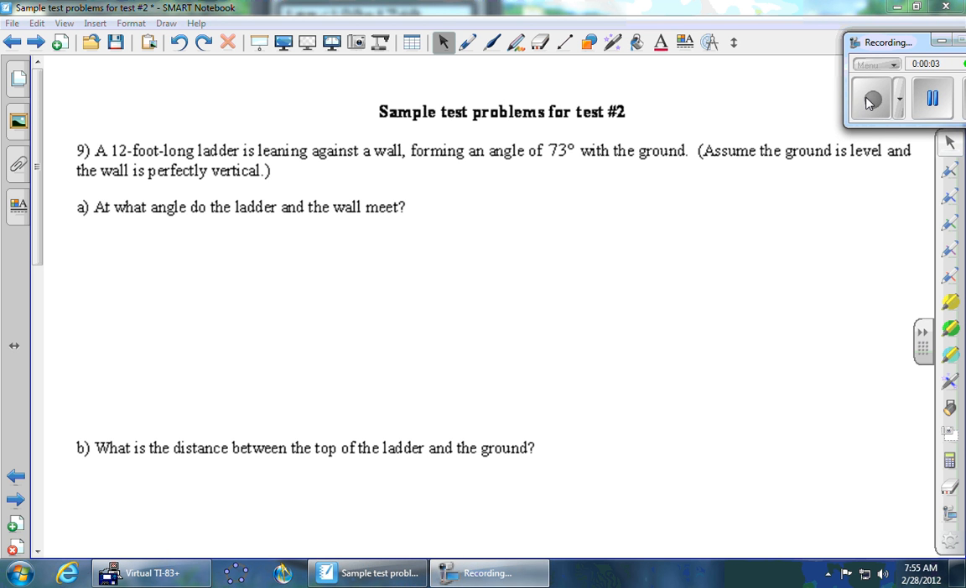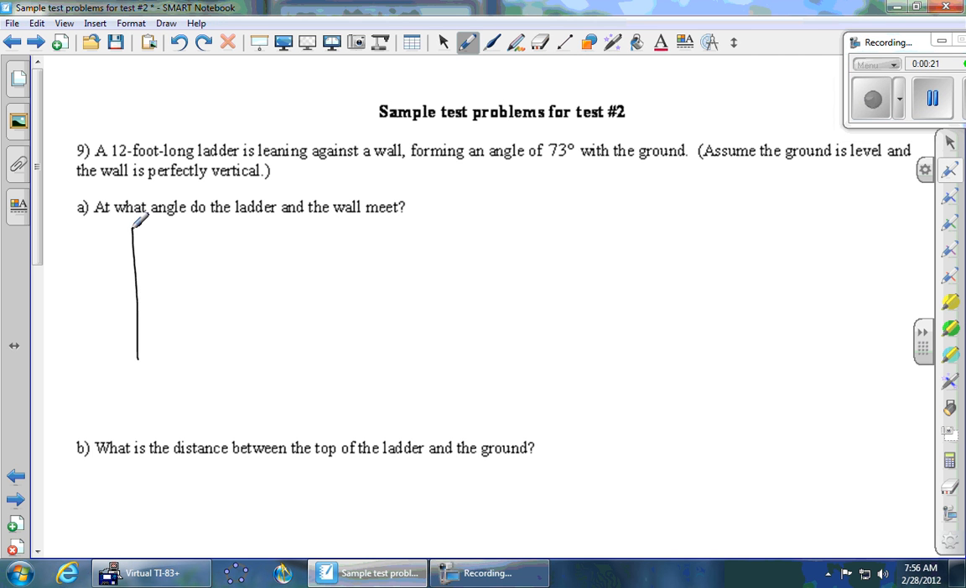This is problem number 9 on the sample test problems for test number 2. A 12-foot long ladder is leaning against the wall, forming an angle of 73 degrees with the ground. Assume the ground is level and the wall is perfectly vertical. And then there will be some questions about this, but I feel like we need to start with a picture.